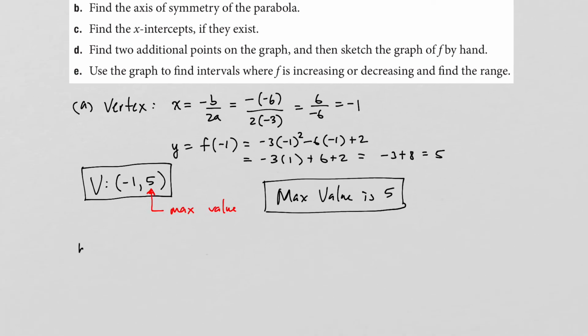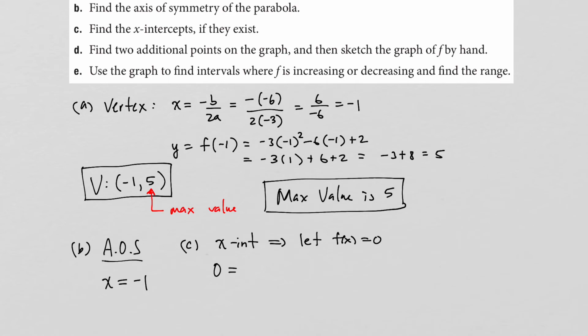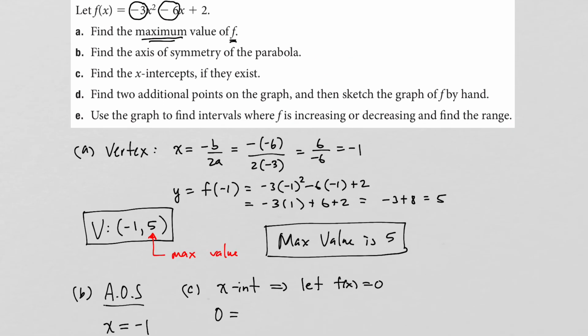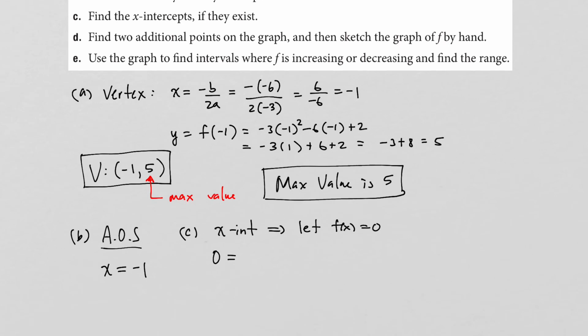In part B, they want us to find the axis of symmetry. Well, again, the axis of symmetry is nothing more than x equals the x-coordinate of the vertex, which we know is -1. So that's our axis of symmetry. For the next part, they want us to find the x-intercepts if they exist. So to do this, we let f of x be equal to 0. And if we let f of x equal 0, we get 0 equals, there's our function, -3x squared minus 6x plus 2.